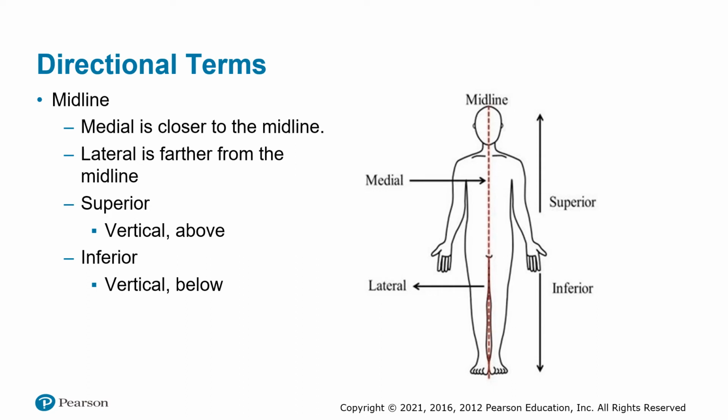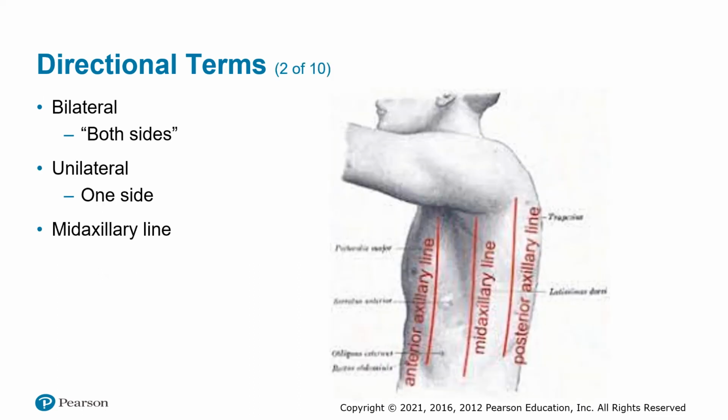Superior is vertical or above the transverse line, and inferior is below that line. Okay, so bilateral is both sides, unilateral is one side. So if I have injuries to both of my arms, I'm going to say bilateral injuries to both arms. If I have injury to one side of one arm, I'm going to say unilateral left arm pain or injury.